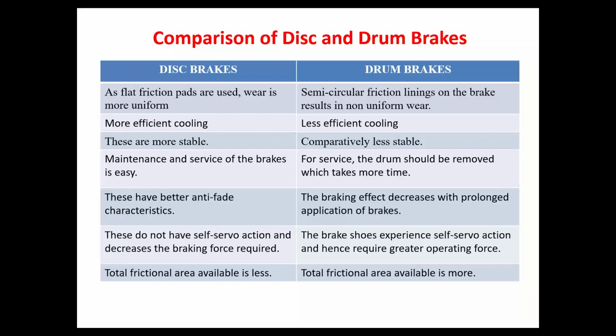So if you consider the disc brake, their friction pads are flat usually, and wear is more uniform. There will be no uneven wear and tear. But in drum brakes, the friction linings or brake pads, whatever you use, are semicircular in nature, and there is a non-uniform wear. So what happens when there is a non-uniform wear?